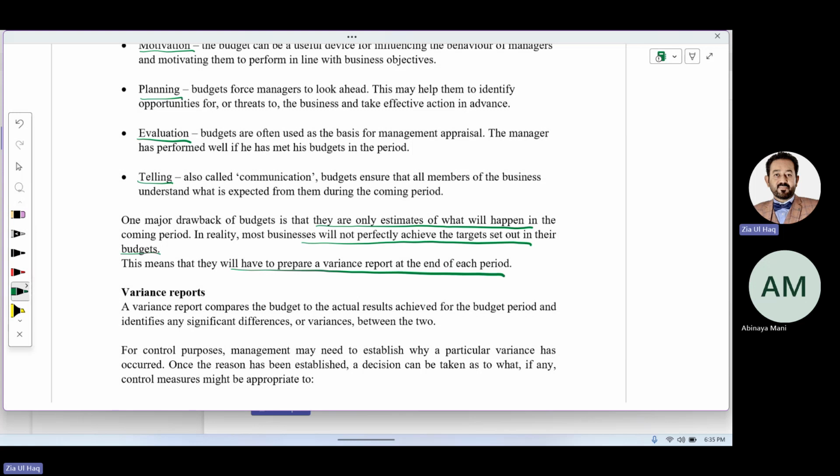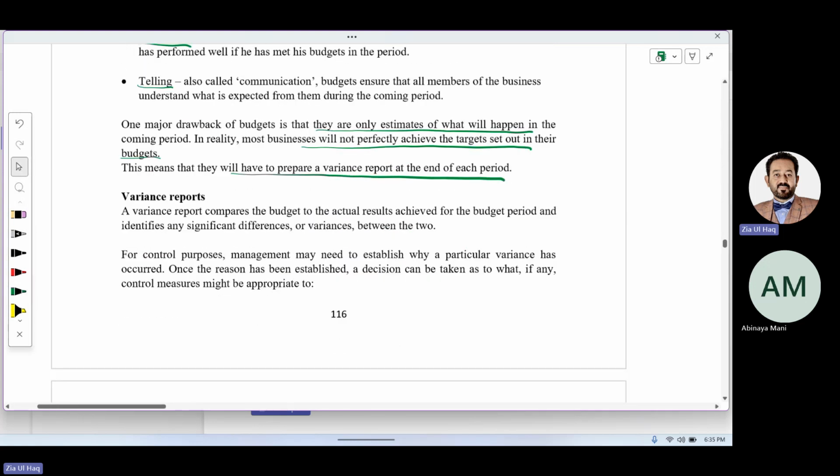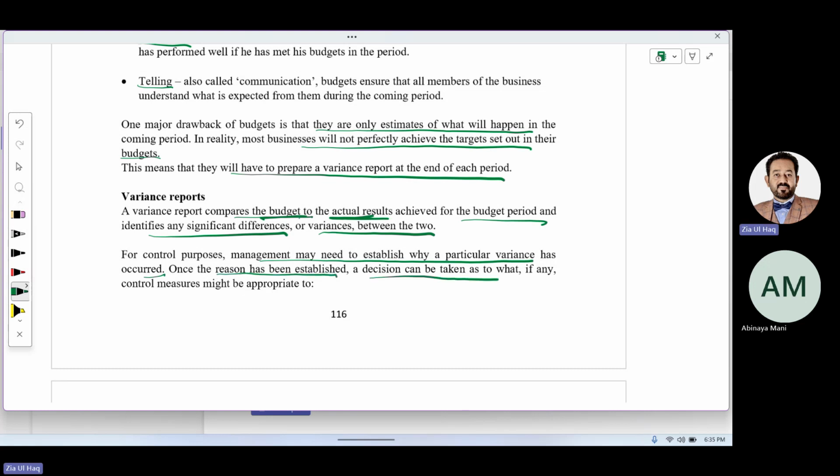What is a variance report? Comparison of actual performance with budget, so that they can check whether we have achieved or not. So a variance report compares the budget to the actual results achieved for the budget period and identifies any significant differences, variance between the two. Variance means difference between the two. For control purposes, management may need to establish why a particular variance has occurred. Once the reason has been established, a decision can be taken as to what, if any, control measures might be appropriate.